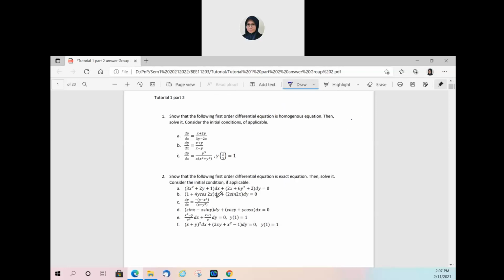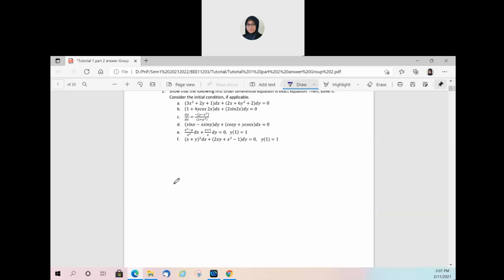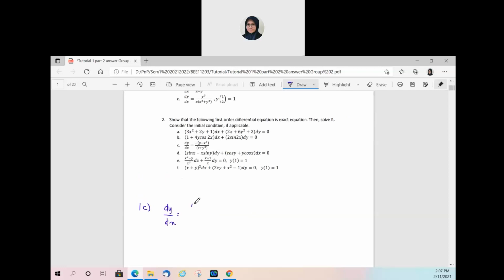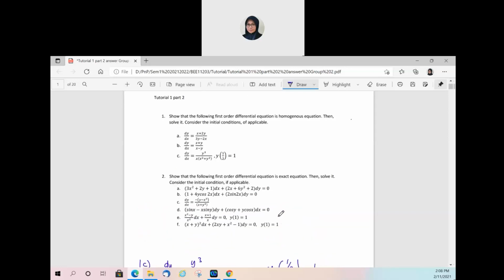1C, dy over dx equals x squared plus y squared. But then you have the initial condition here, y of 1 half equals 1, which means when x equals half, y equals 1. So this one is a homogeneous equation.